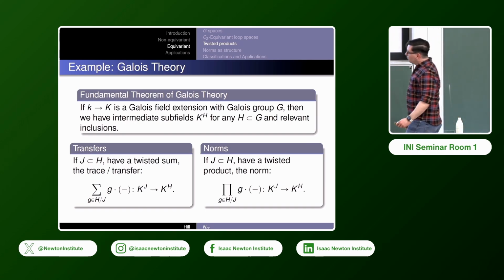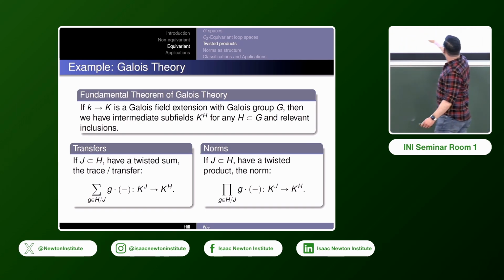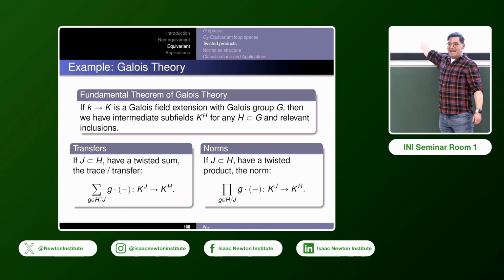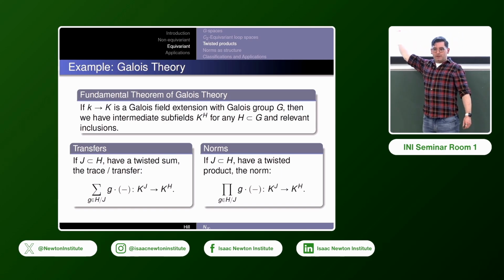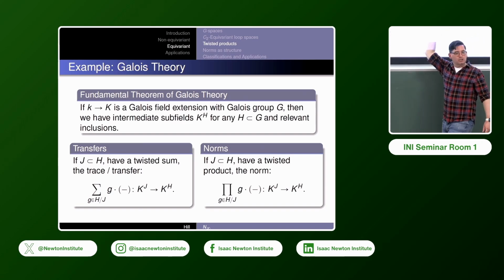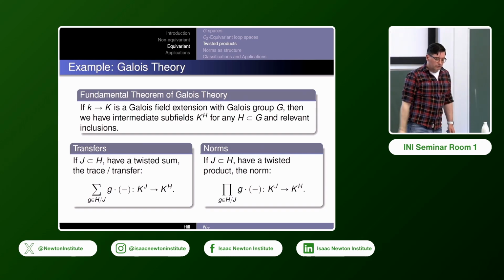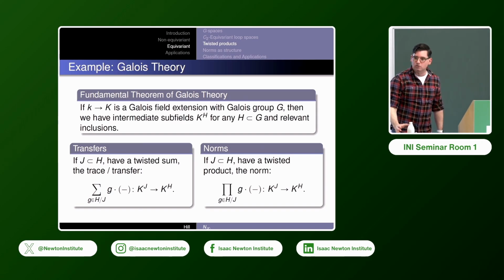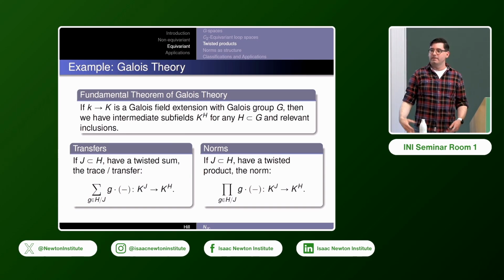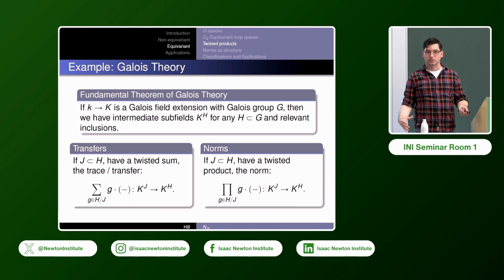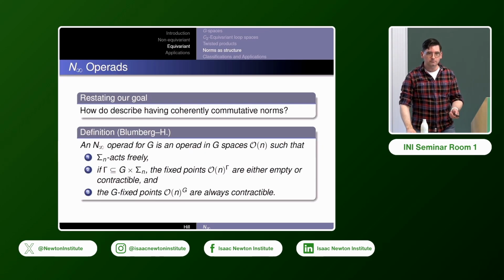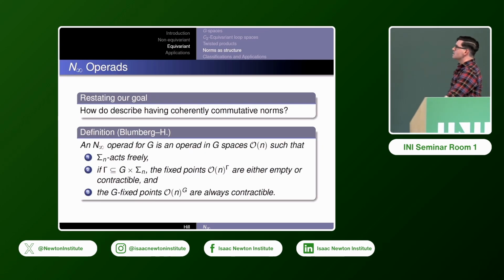When I think of how the group is acting on either my sum or my product, the group was acting by permuting the terms that showed up in the sum, or it permuted the terms that showed up in the product. So this transfer, or trace, is the way it's normally called in Galois theory, and then the multiplicative norm are exactly describing these kinds of twisted operations that I wanted.